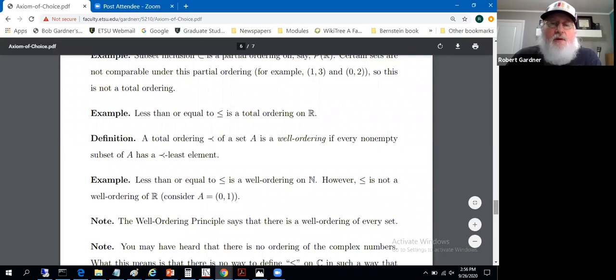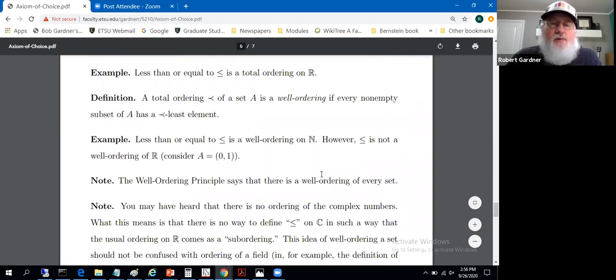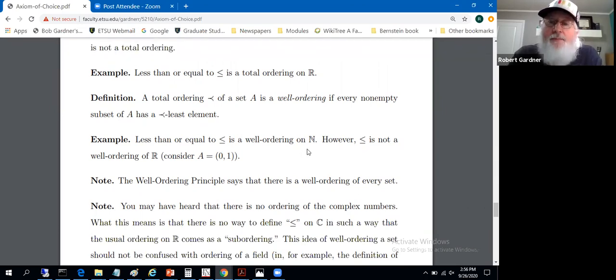Then we could observe by example that if we take the regular less than or equal to on the natural numbers, that's a well-ordered set. Because you give me any non-empty subset of the natural numbers, there's a smallest natural number in that set. Natural numbers being 1, 2, 3. Some people include 0. There's a smallest natural number in any subset of the natural numbers.